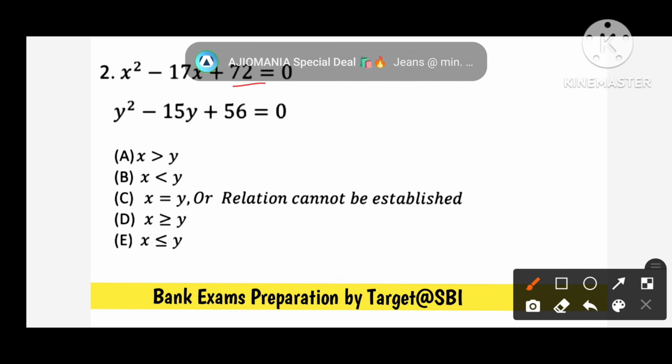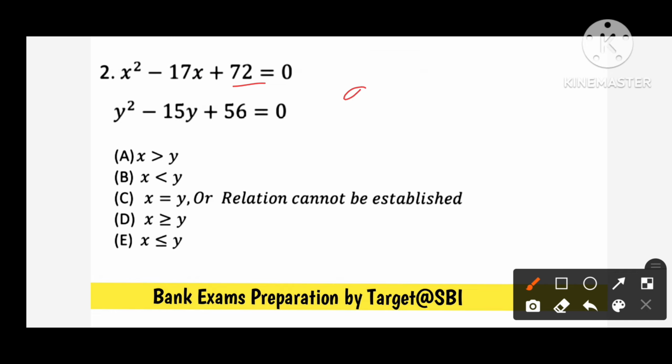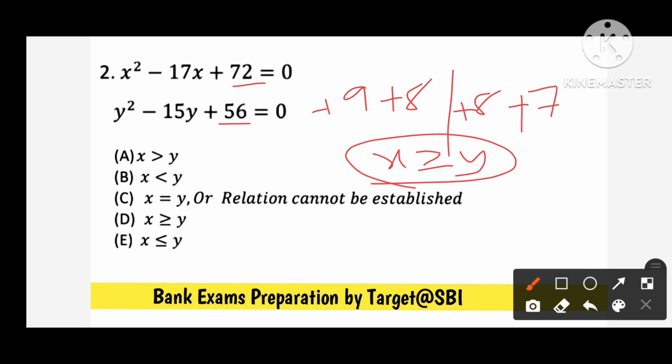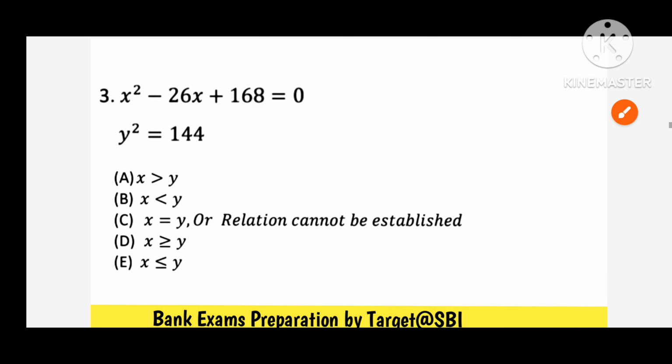9 8 times is 72. 9 8 times. Minus and plus means both the roots will be positive. 56. 8 7 times. Minus and plus means both the roots will be positive. So the answer will be x greater than or equal to y. Next, question number 3.